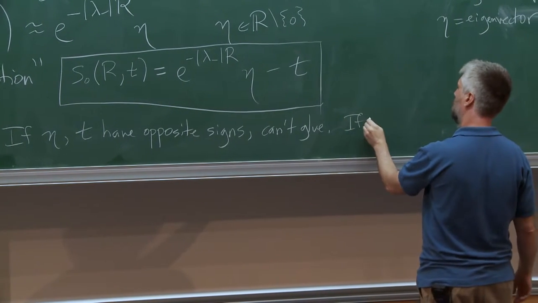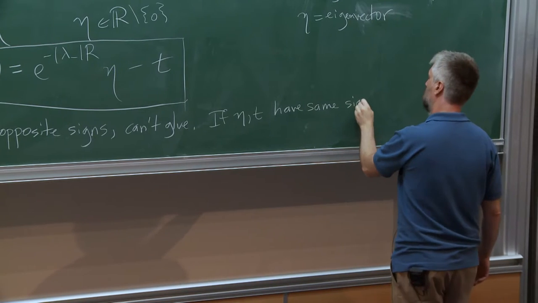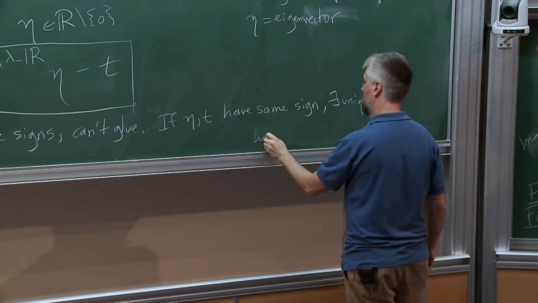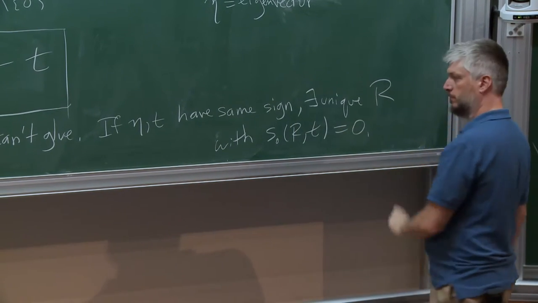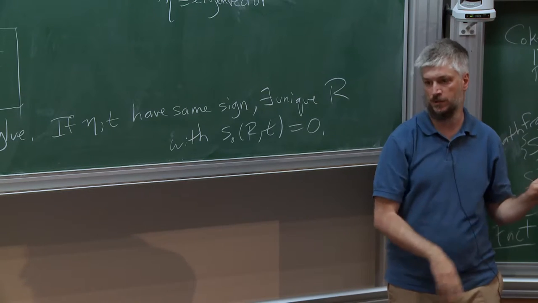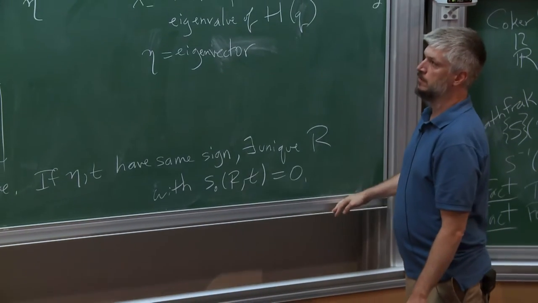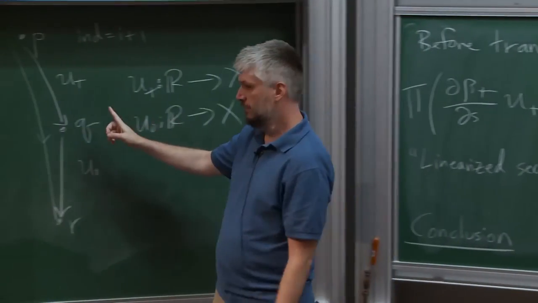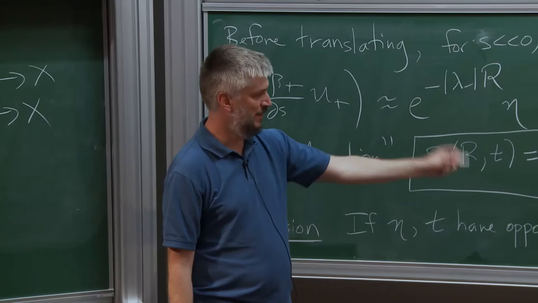And if eta and t have the same sign, then there's a unique solution R to the equation S0 of R, T equals 0. So the number of gluings is equal to 1. And probably with a little more work, you could show that there's actually just one gluing. There's no cancellation. So this is what we expected to get. We expected that you would be able to glue this configuration for either positive time or negative time, but not both, and that's what we found. And the analysis actually tells us whether t will be positive or negative.